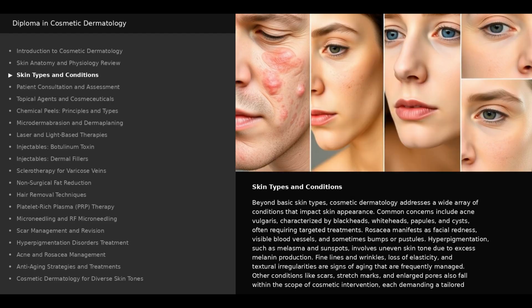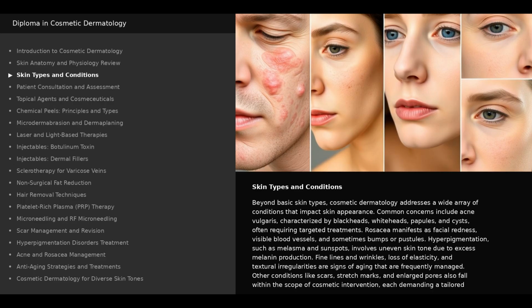Beyond basic skin types, cosmetic dermatology addresses a wide array of conditions that impact skin appearance. Common concerns include acne vulgaris, characterized by blackheads, whiteheads, papules, and cysts, often requiring targeted treatments. Rosacea manifests as facial redness, visible blood vessels, and sometimes bumps or pustules. Hyperpigmentation, such as melasma and sunspots, involves uneven skin tone due to excess melanin production.